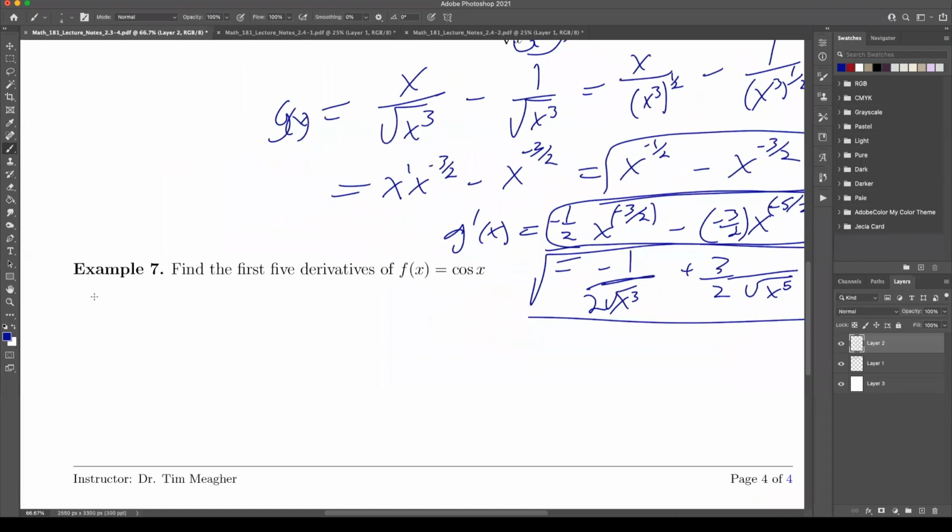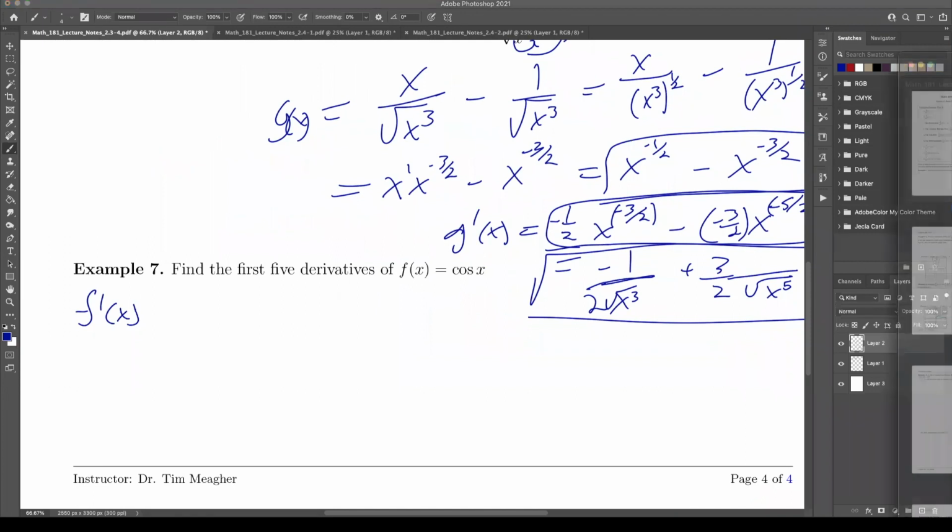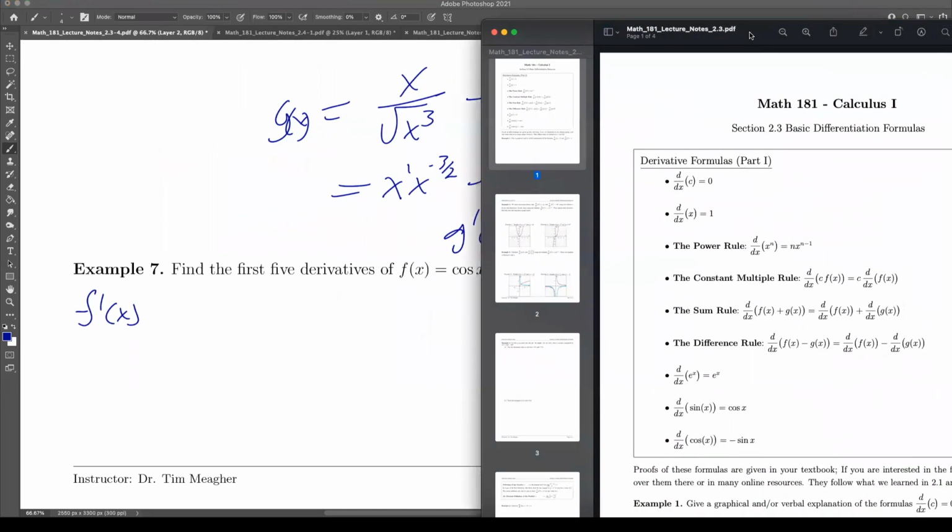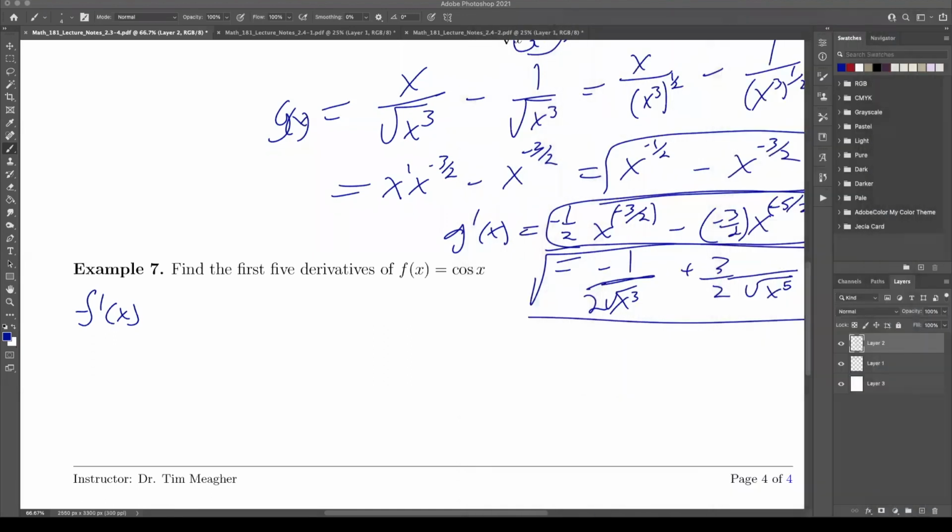All right, so let's look at our first derivative. So let's look at our derivatives here. Let's look at what I gave you on our little cheat sheet. I'll go back to my cheat sheet real quick. So here's our little cheat sheet that we've already done. Sine becomes cosine and cosine becomes minus sine. And here we're going to find the first 5 derivatives of cosine. So cosine becomes minus sine of x.